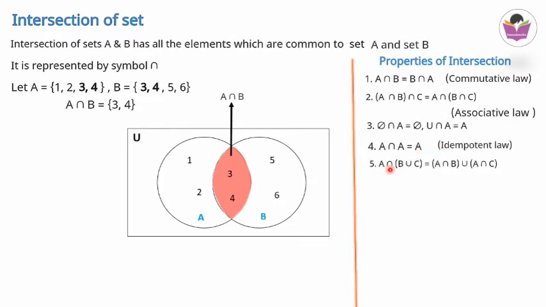Next is A intersection (B union C) is equal to (A intersection B) union (A intersection C). Very important statement, this one. A intersection (B union C) means first we are calculating B and C together, B union C, and finding the common elements with A. That is, you will be calculating A and B common elements, and A and C common elements, then taking the union of the two sets. So (A intersection B) union (A intersection C). That is called the distributive law. So this is a very important result.